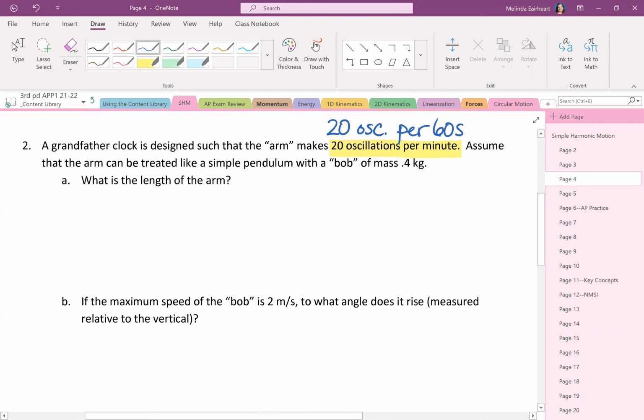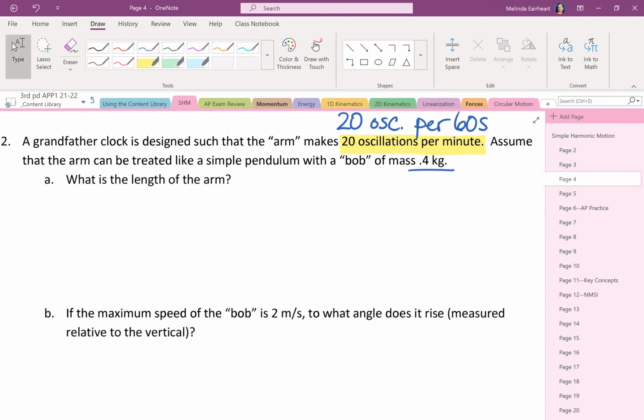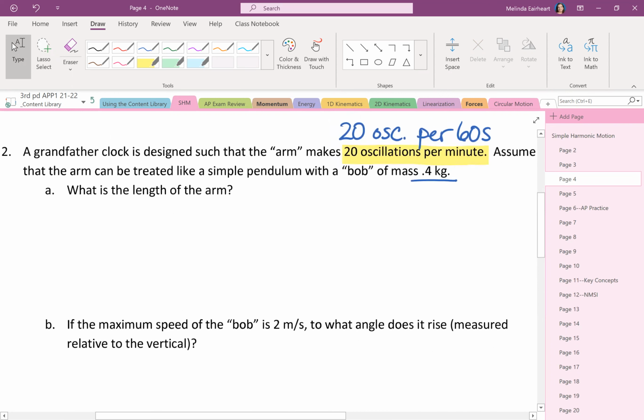Assume that the arm can be treated like a simple pendulum with a bob, that's just the mass at the end of a string. So maybe it's a super skinny, thin rod with most of the mass there at the end. And it's 0.4 kilograms. And again, kilograms is good. It's the only SI unit with a prefix. What is the length of the arm? So it's a pendulum, length. Hopefully our new equation from last time is running through your head.